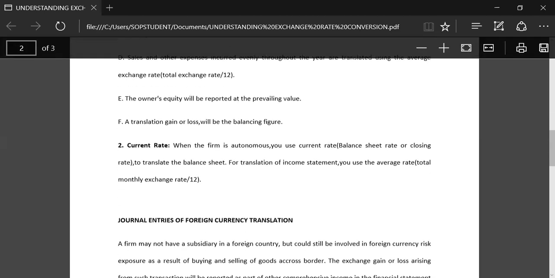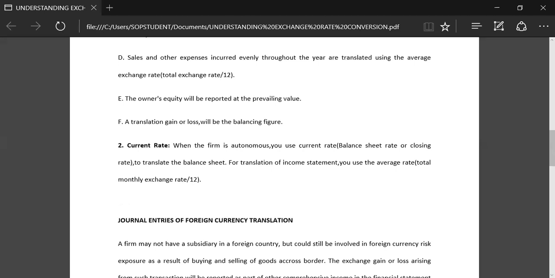The second method is the current rate. It is used when a firm is autonomous; we use the current rate to translate the balance sheet. The current rate is also known as the balance sheet rate or the closing rate. This rate is used to translate all the items in the balance sheet, and the average rate is used to translate the income statement.